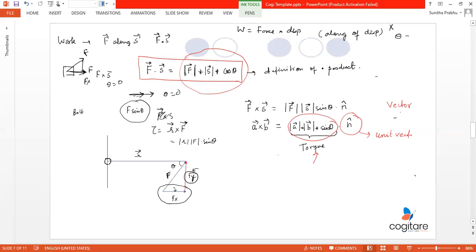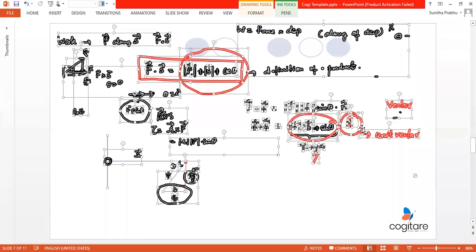Don't worry too much about it. It's just that if I define this n cap correctly, I know what is the direction of torque. Is it going anti-clockwise, clockwise? Is it going up or down, left or right? All that direction I will come to know when I specify this n cap, which is not required for us in 10th. Guys, did you make a note of this?